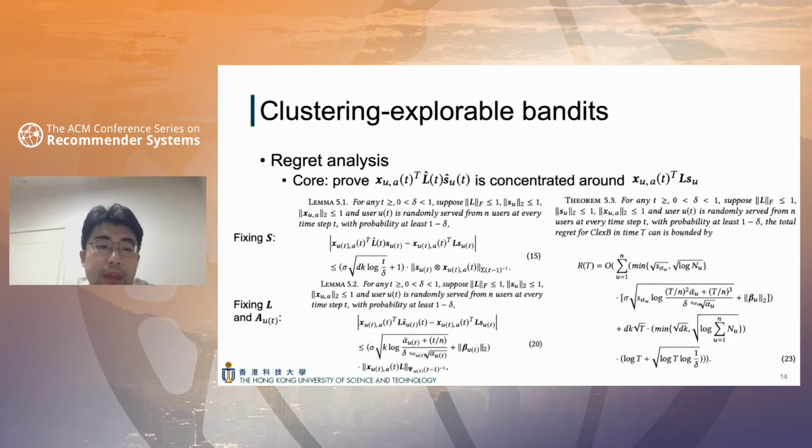And last, we provide the regret analysis. The core is to prove that the prediction is concentrated around the respective mean. Since it's not a jointly convex problem if we optimize L and S together, we investigate by solving them separately. According to the theorem, ClusBandit enjoys the same order of sublinear regret as linear Thompson sampling. And one important reason is that ClusBandit needs to explore a smaller parameter space compared with the baseline models.